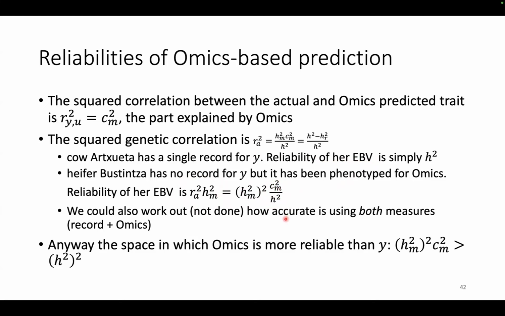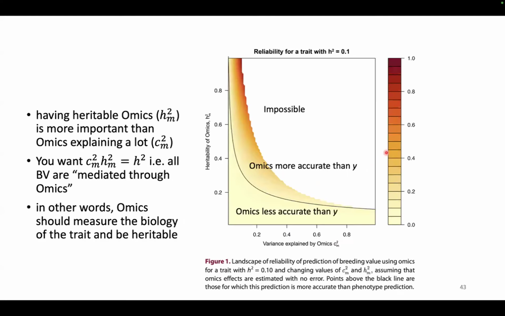And then you can make a plot in which the reliability based on omics is more reliable than the reliability of using the phenotype. Now, what you want for selection is early measurement or more reliable. And you can make a figure. The figure is for a trait with heritability 0.1, right?